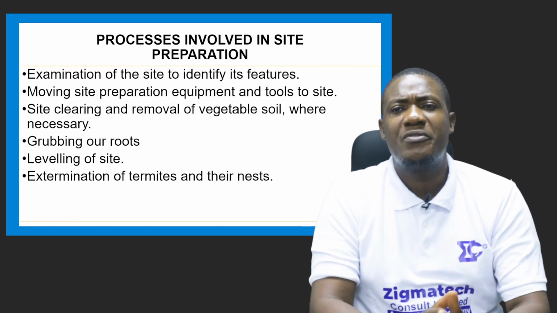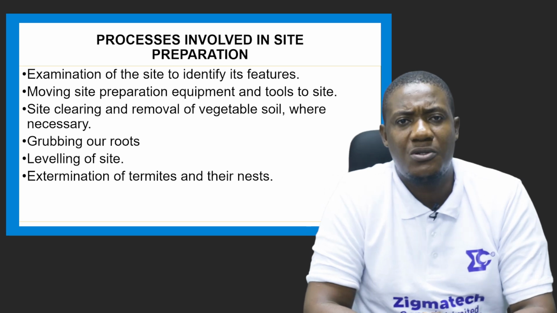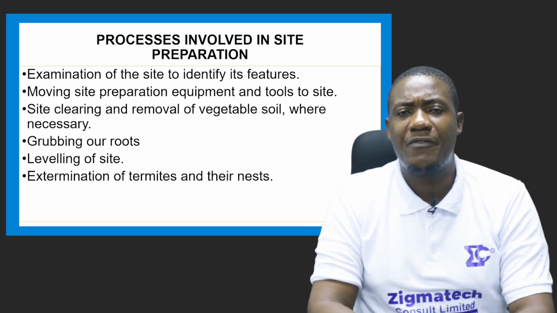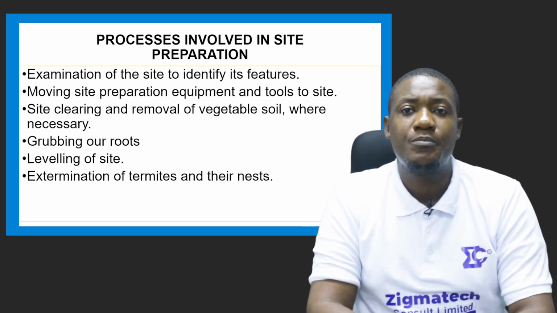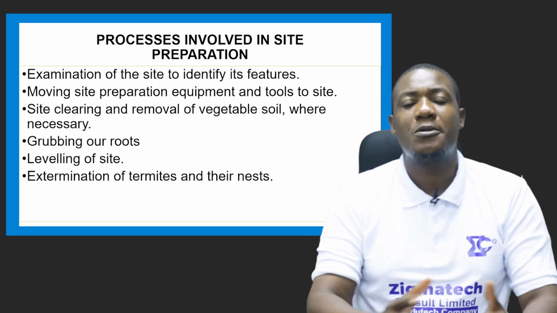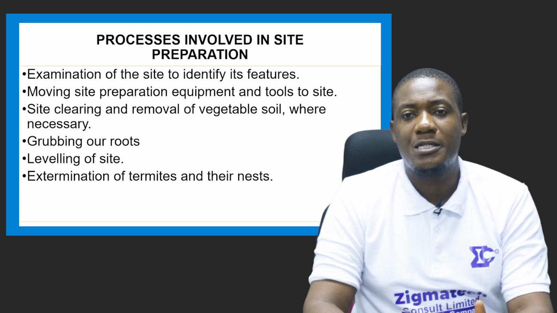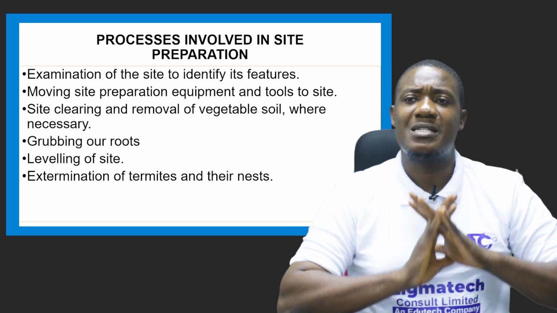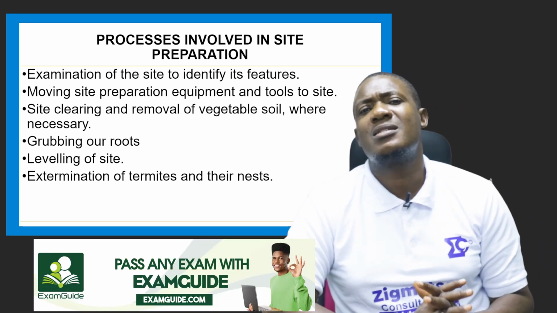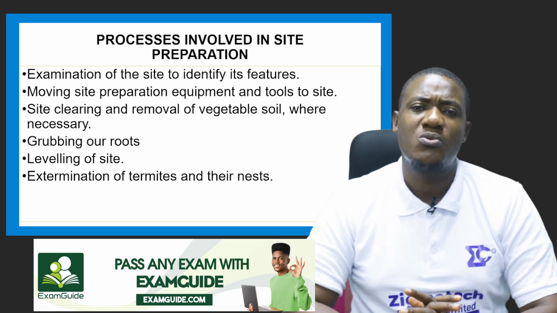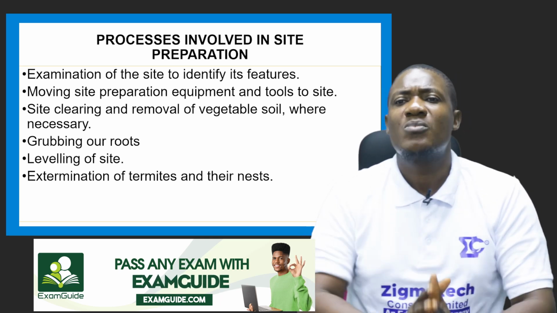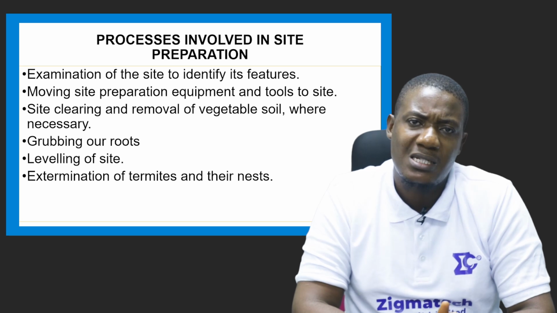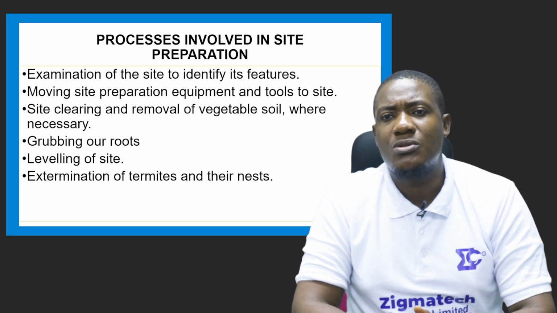Okay, there are different processes involved in site preparation. Let's say you've met with your architect and you have the building plan, you have the blueprint of your building, and you just called a civil engineer to come erect your building. The moment they arrive at the site, there are certain things they must do before we start erecting the building. Number one is that they will have to examine the site to identify the features of the site.